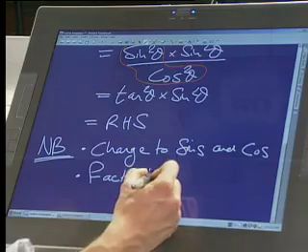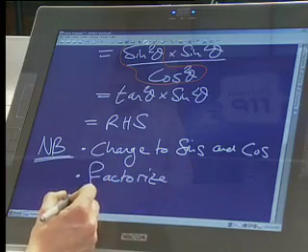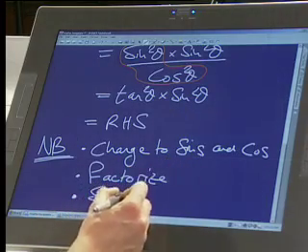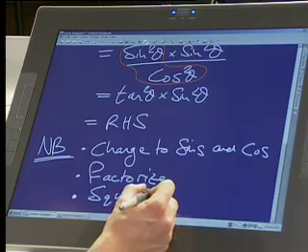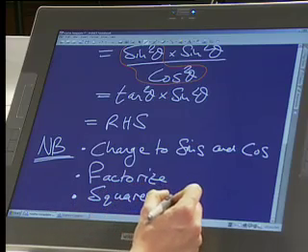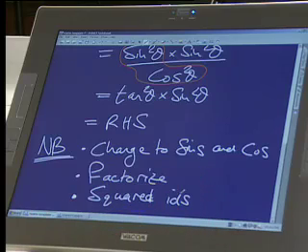Yes. Another thing to do is to use your squared identities. When we used our squared identities here, sine squared theta plus cos squared theta equals 1. We used that. Right, so there are some hints for you. You need to look out for them.